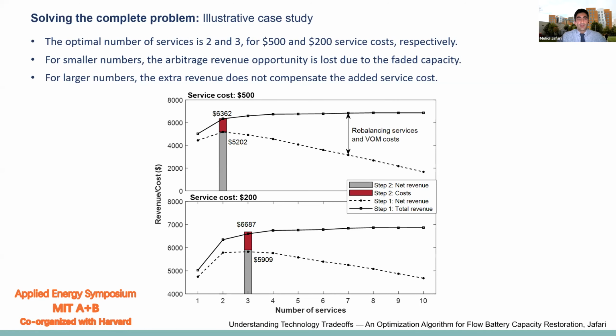For different service costs, you can see that we find the optimal number of services in 2 years. So the optimal number of services is 2 and 3 for $500 and $200 service cost respectively. You can see the bar graph is the optimal number of services. For smaller numbers than the optimal number, the arbitrage revenue opportunity is lost due to the faded capacity. And for larger numbers than the optimal number, the revenue increases slightly. However, the cost of service is bigger and the revenue cannot compensate the added service cost.